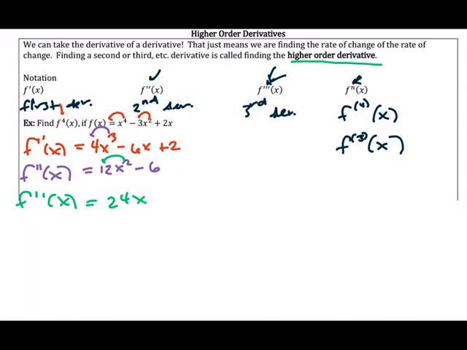And the derivative of negative 6 is 0. This was my third derivative. And then I'm going to find my 4th derivative, which is just going to be 24. And if I was asked to find the 5th derivative, I could do that. I would take the derivative of this, which would be 0.